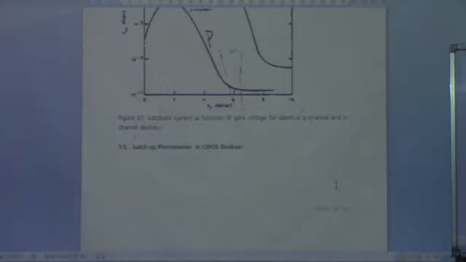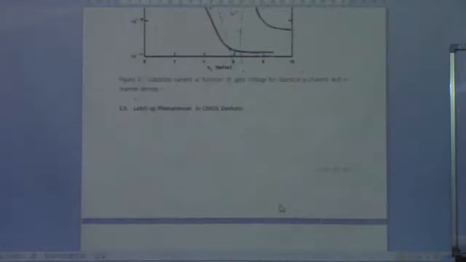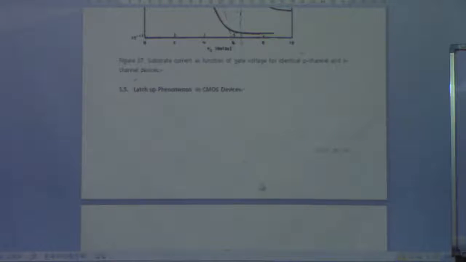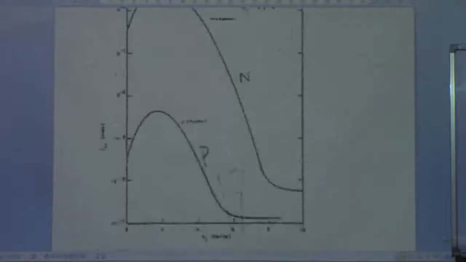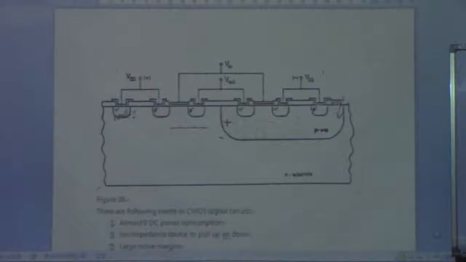So we have discussed the substrate selection, and we have discussed the choice between NMOS and PMOS in miniaturization, in scaling down the device. The next topic is going to be the latch-up. The latch-up phenomenon comes only in the CMOS structure, and the CMOS structure is going to look like this.